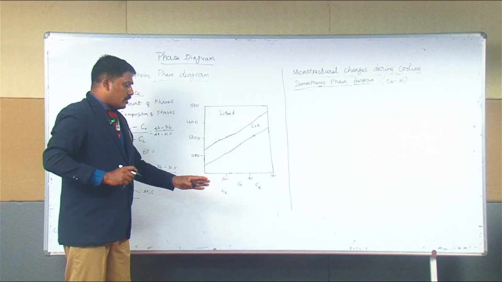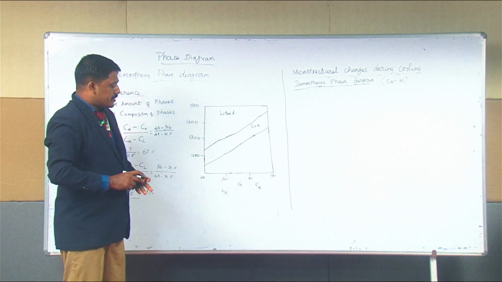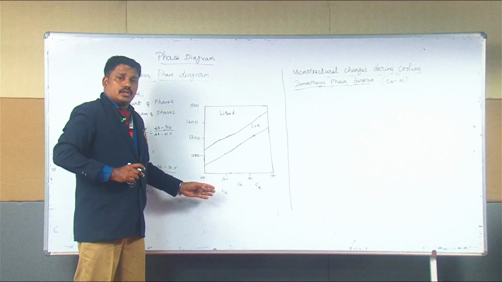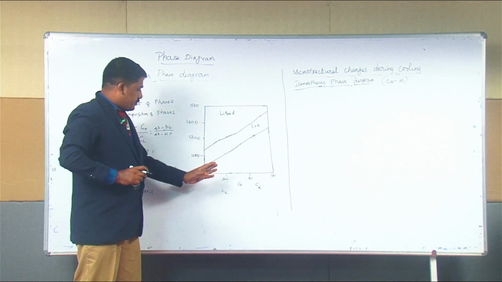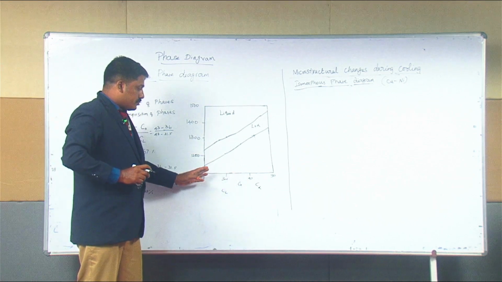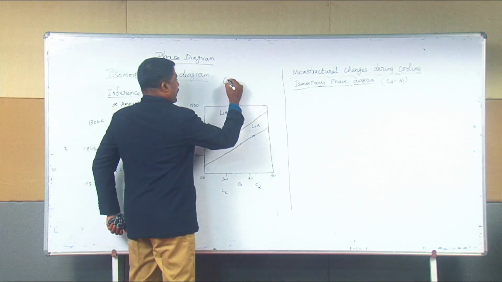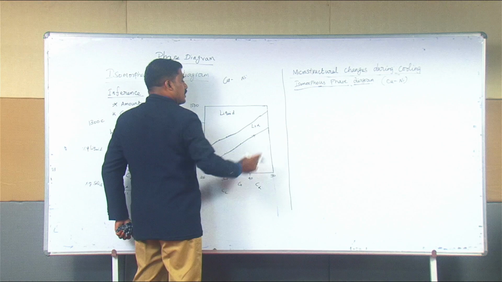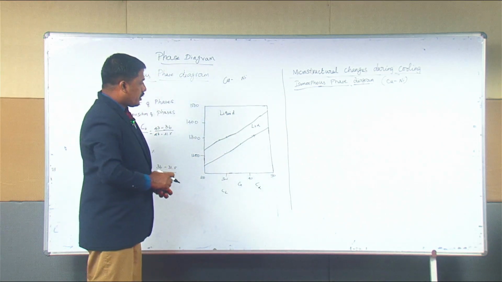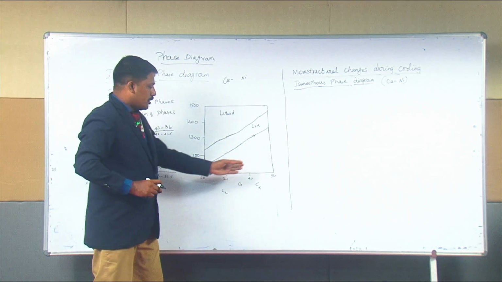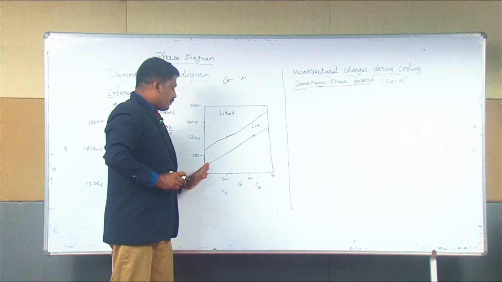In all the binary phase diagrams, the elements are plotted along the axis. In the copper nickel phase diagram, copper is the parent element and nickel is the impurity. So the impurity varies from 0 to 100, from left to right.